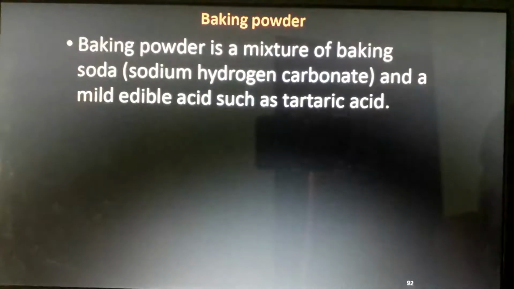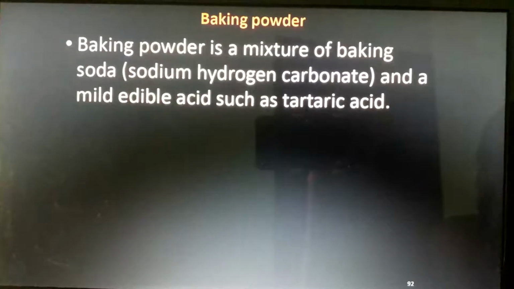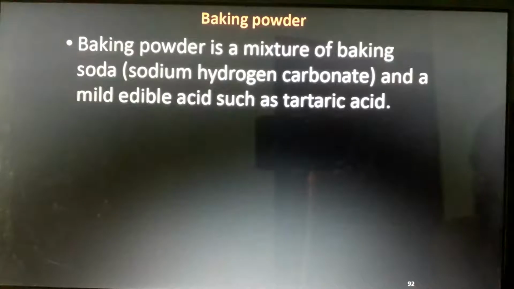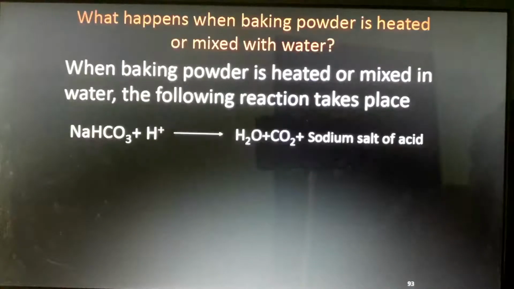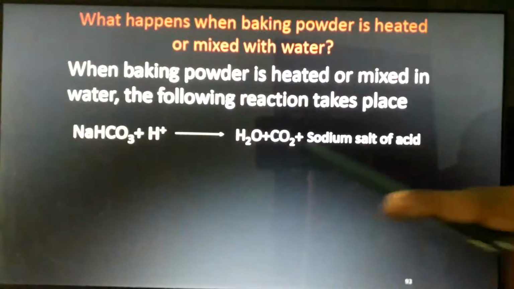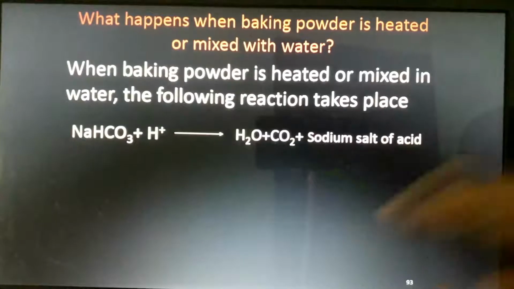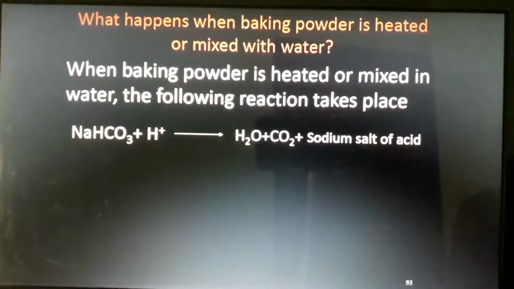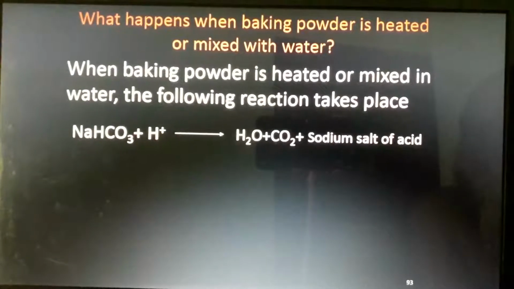Okay, baking powder is a mixture. What is baking powder? Simple, it is a mixture of sodium hydrogen carbonate, baking soda, and some small amount of acid also will be there, for example, tartaric acid. So that sodium hydrogen carbonate while heating, what will happen? Some sodium salt will be formed and carbon dioxide gas will evolve. This carbon dioxide is the reason we get that fluffy, spongy feeling for cake and bread and bun and all. Understand?